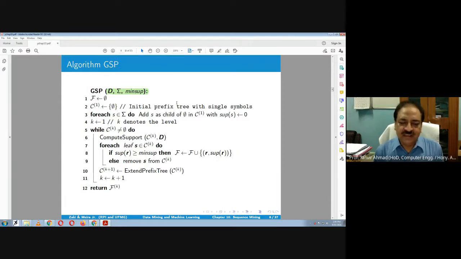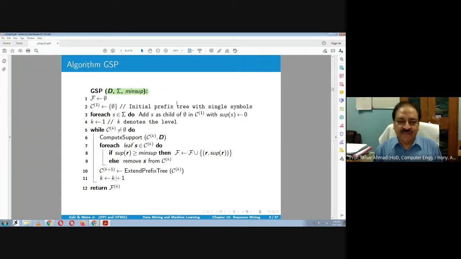While C of k is not equal to phi, I calculate the support of C of k comma D. For each leaf R which is an element of C of k, if support of R is greater than or equal to minimum support, then F is equal to F union of R comma support of R. You remember F initially was phi, and I am writing F union of say A. Therefore, I get F is equal to A. Next time, F union of say A will give you double A.